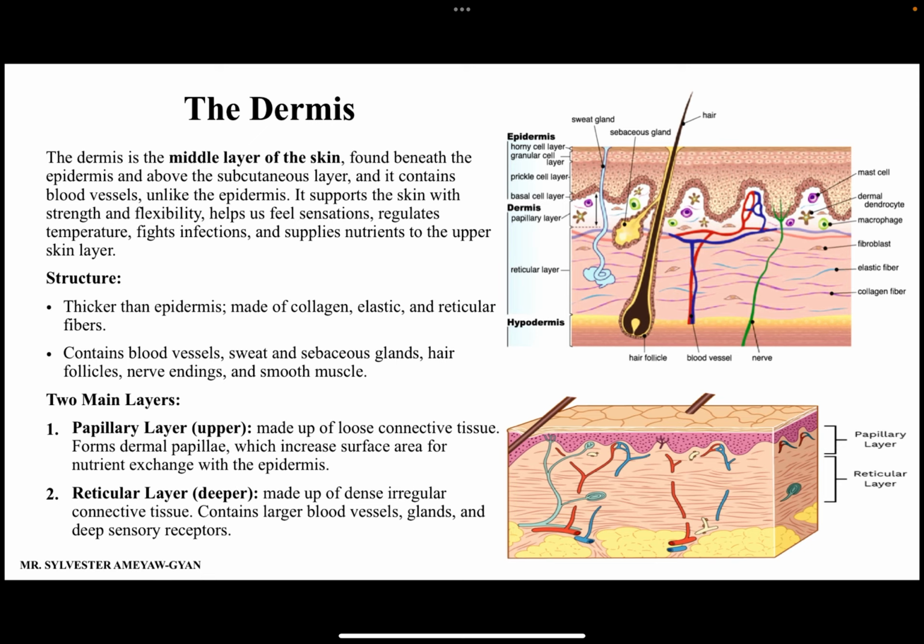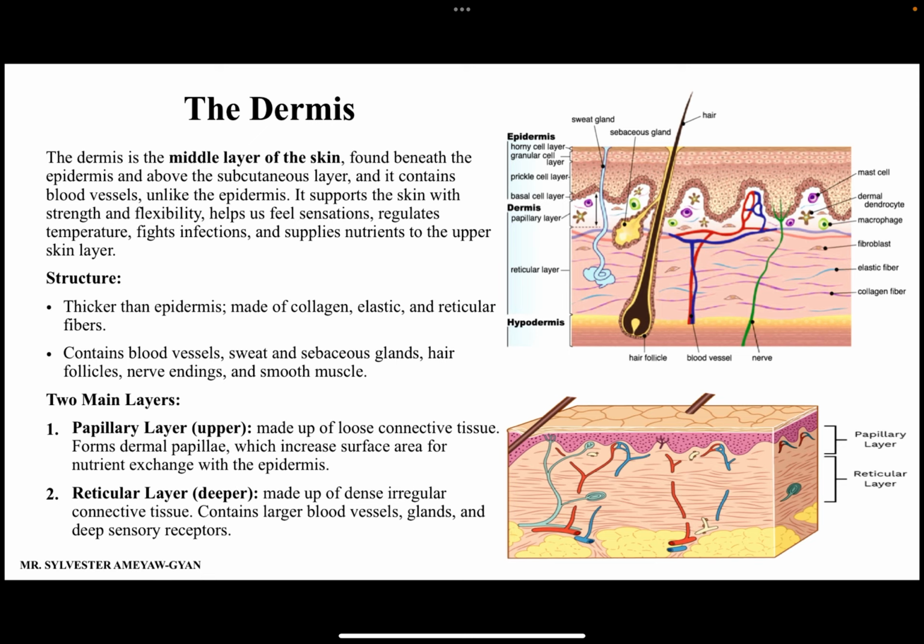So look at it this way. You can see within the dermis, we even have the sweat glands. We have the sebaceous glands also within the dermis. This is the sweat gland. This is the sebaceous gland. Do you get it? And we have blood vessels. See, these are blood vessels. And the nerve endings even pass through the dermis.